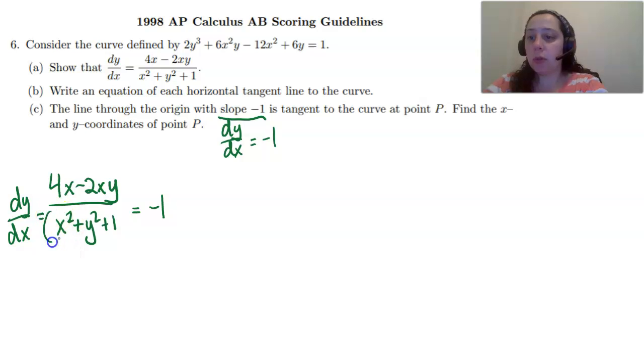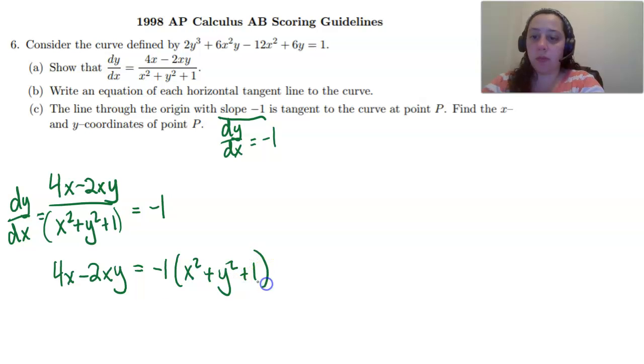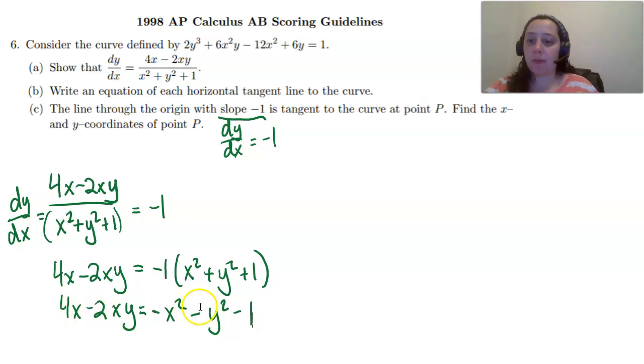So I'm going to multiply this denominator to both sides, and we'll cancel on this side. So we'll get 4x minus 2xy equals -1 times x squared plus y squared plus 1. And if I distribute that -1, change all my signs. Now we have this equation, and we want to find the x and the y coordinate. If we need to find two variables, we need to have two equations. Well, let's see what else they tell us.